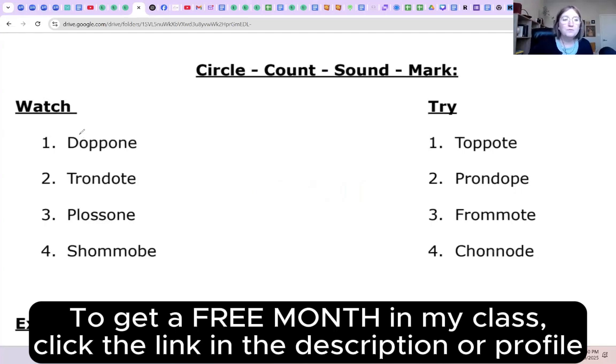Now this O is going to say ah because the next two letters are consonants. This O is going to say O because there's a vowel one or two doors away. So our sounds are D, ah, P, O, N. That one says nothing. Blending them together, we have dapone, dapone.